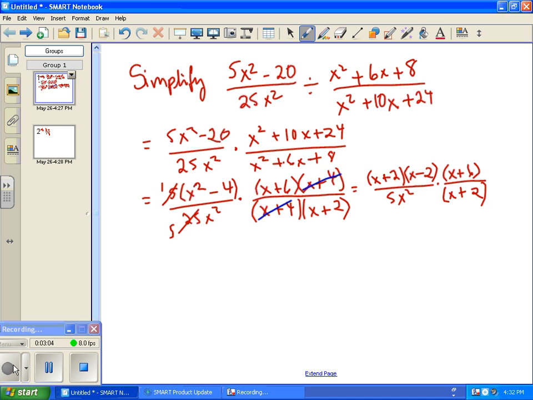Now notice from our difference of squares we have that factor x plus 2. We can cancel that with the x plus 2 on the bottom. So what remains is x minus 2 times x plus 6 on the top over 5x squared. That's all you can do, and we cannot factor that anymore or cancel anything else. So we're done with this problem.